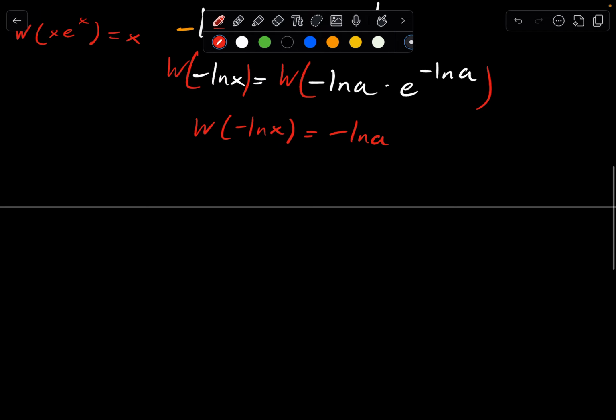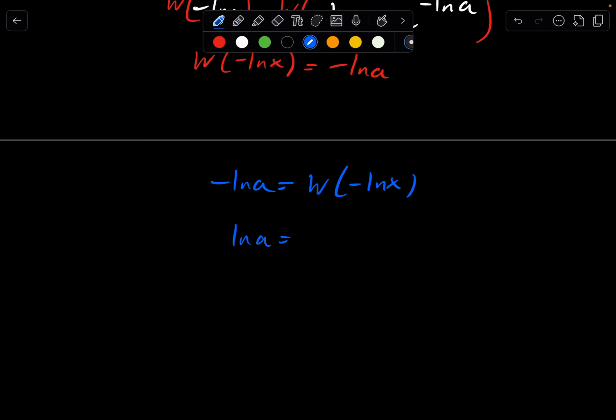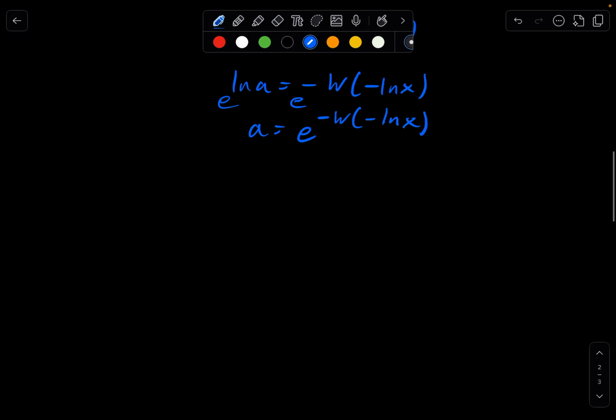So now, ladies and gentlemen, all we have to do is just solve for a. Switch the order of everything. So we have negative ln a equals W of negative ln x. Multiplied by -1, ln of a equals negative Lambert W of negative ln x. A is equal to e to the, we just exponentiate both sides like this. So a is equal to e to the negative W of negative natural log of x. Just like that. And there we go.